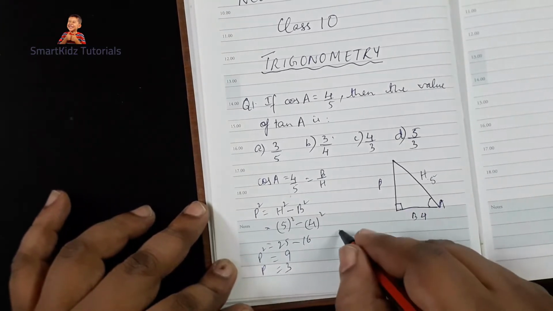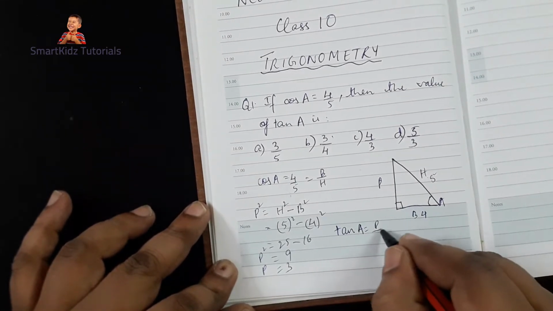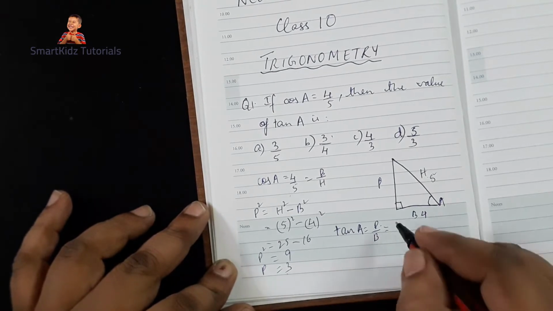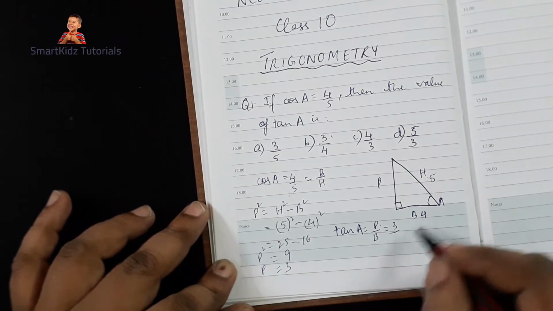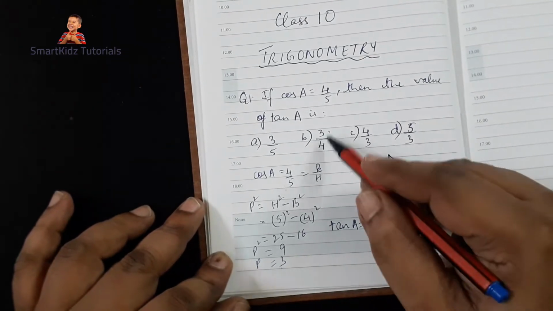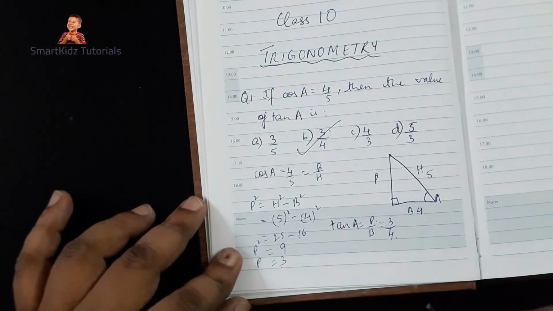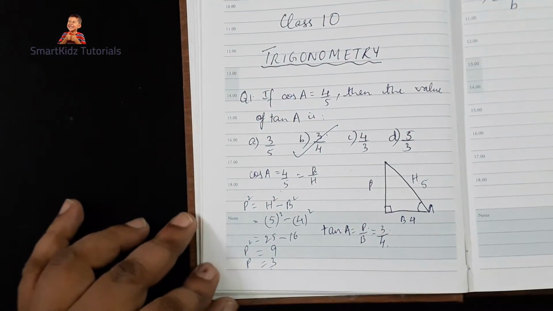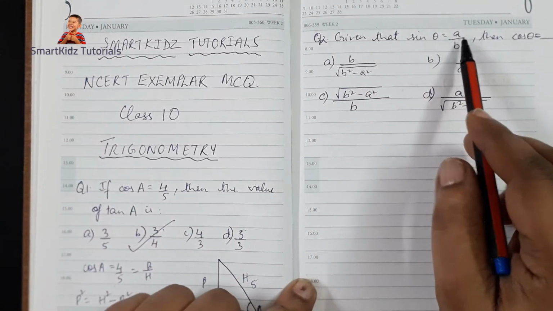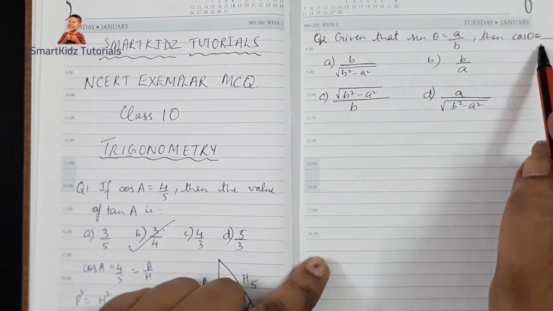We are asked to find out tan A. So tan A is perpendicular upon base. So perpendicular we have found as 3 and base we had got as 4. So the answer is 3 upon 4, and in this case the correct answer would be B, 3 upon 4. Question 2, given that sine theta equal to A upon B, then cos theta equal to dash.